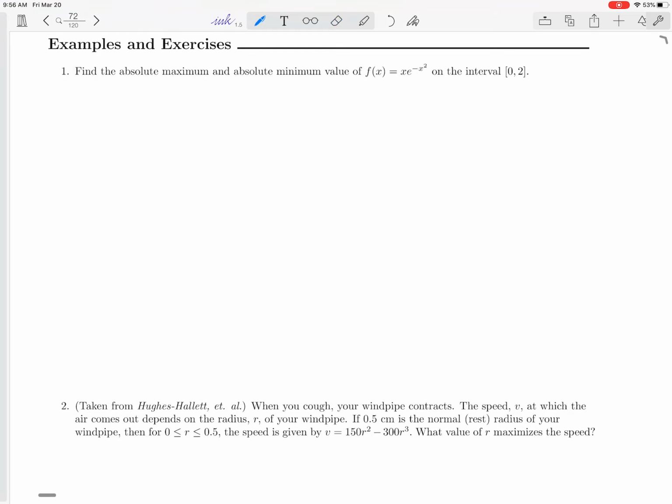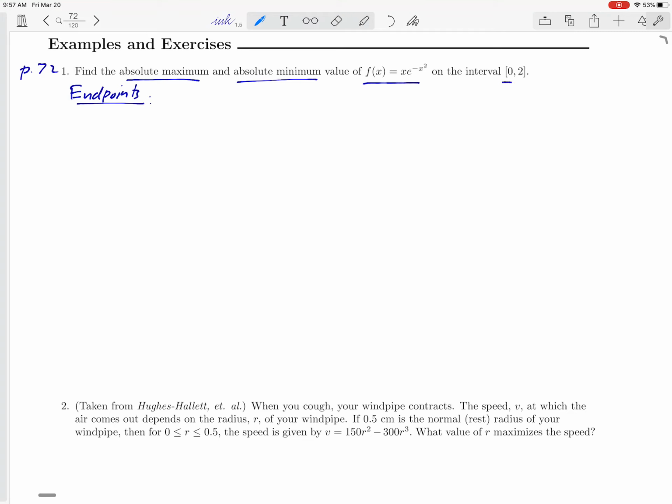Okay, so we're going to take a look at exercise 1 on page 72 of the workbook. And this is another problem of the type where they give us a function, in this case x e to the negative x squared, and they ask us for the absolute max and the absolute min on an interval. Okay, and as you recall, there are two places that we need to look in order to answer this question.